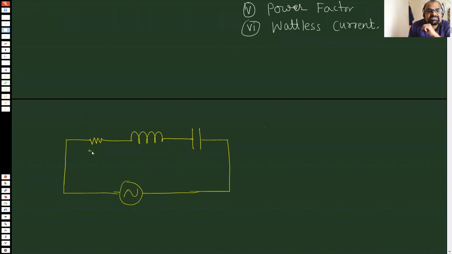The value of resistance is given to be 50 ohm. The values of XL and XC are not given. Now, the value of VL is given as 350 volts. Let me write in a smaller font. VL is 350 volts and VC is 300 volts. So these two voltages are given.